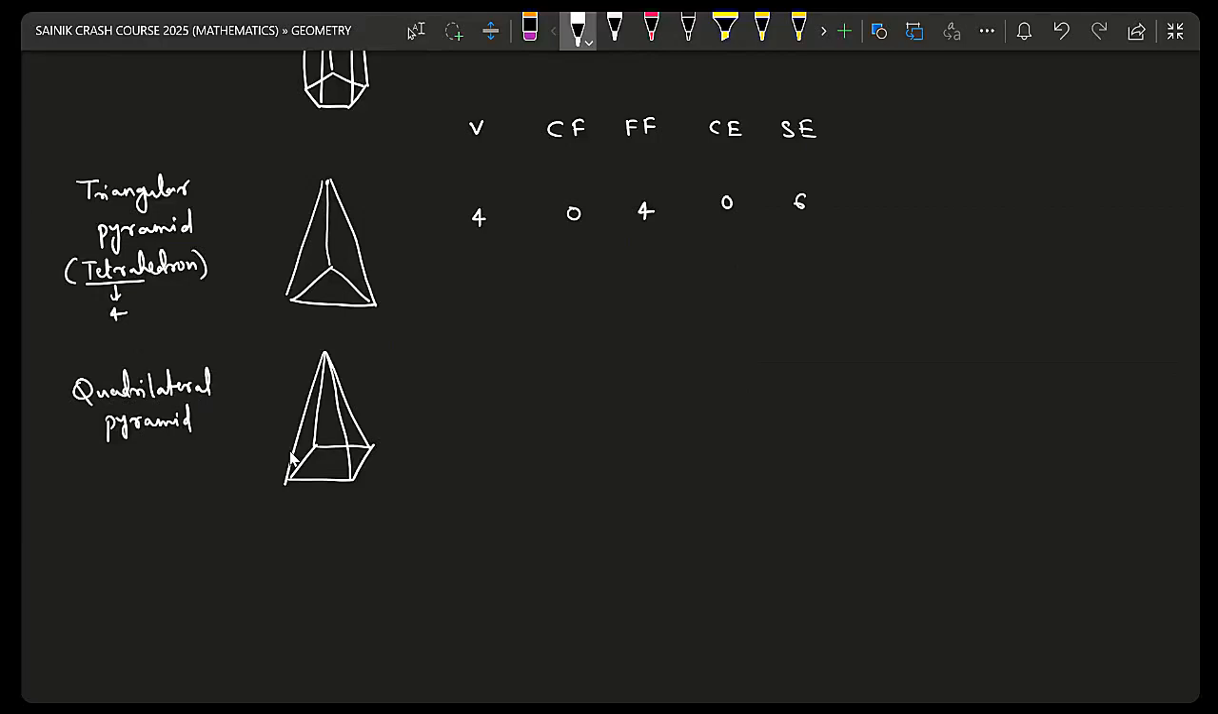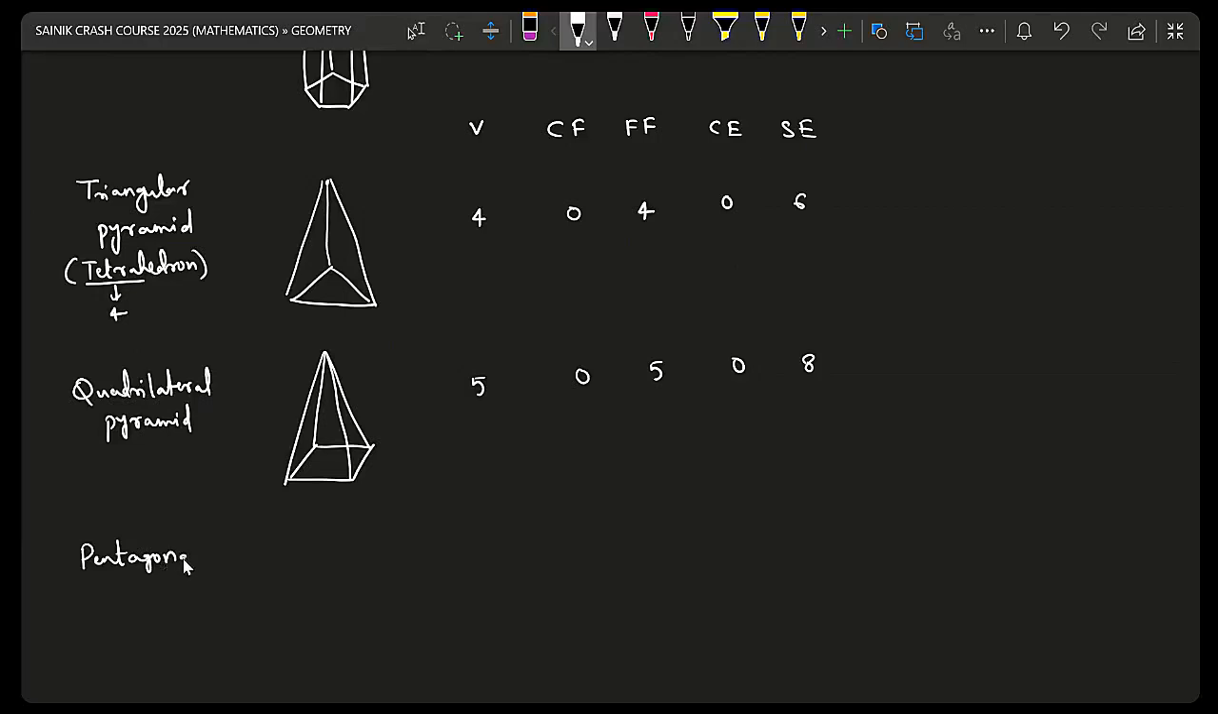So the number of vertices, at the bottom we have 4, and top 1, total 5. 5 vertices are there. Curved faces, no curved faces. Flat faces, base 1, lateral 4, total 5. Curved edges, there are no curved edges. Straight edges, bottom 4, lateral 4, total 8. We'll take one more pyramid and then we'll change the solids. So we'll take pentagonal also.